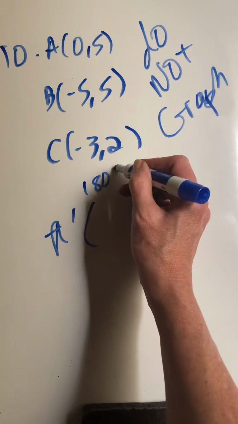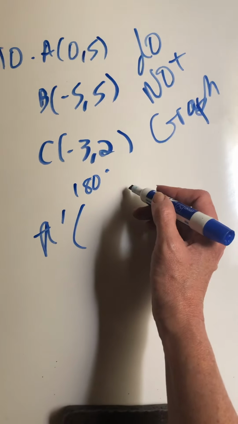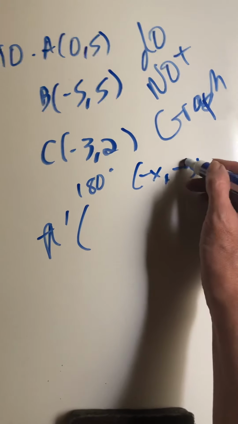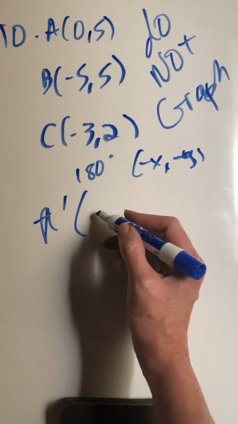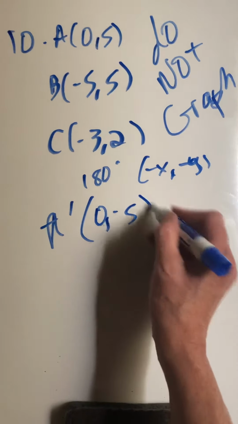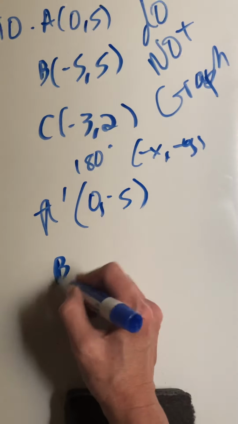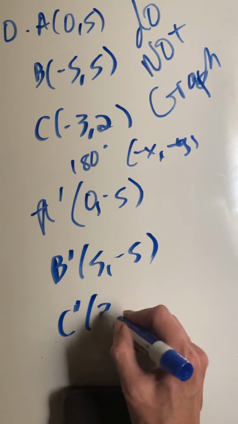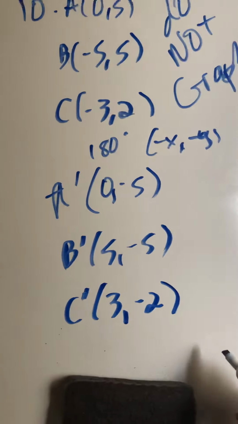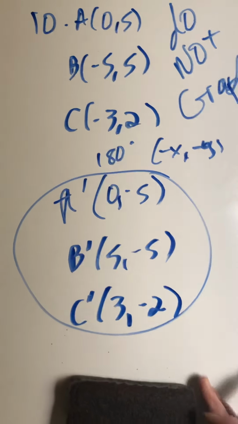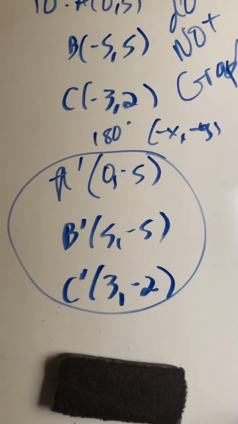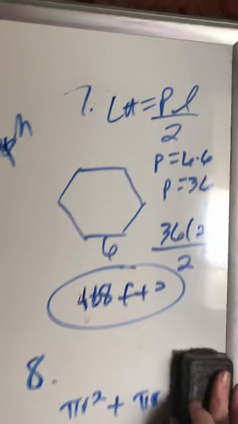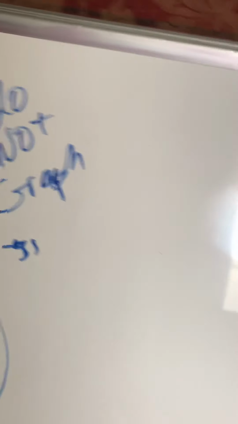This is a 180-degree rotation, which just basically changes the signs on your coordinates. So A prime would be 0, negative 5. B prime would be 5, negative 5. And C prime is 3, negative 2. This is all I want to see. I don't want to see the graphs. I don't want you to graph them. Make sure you don't graph them.